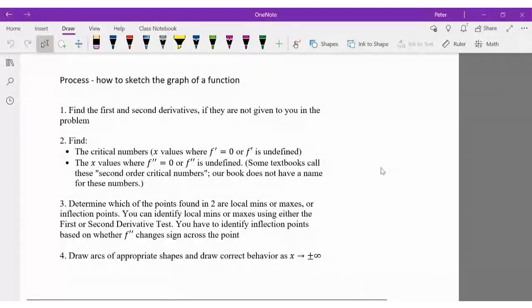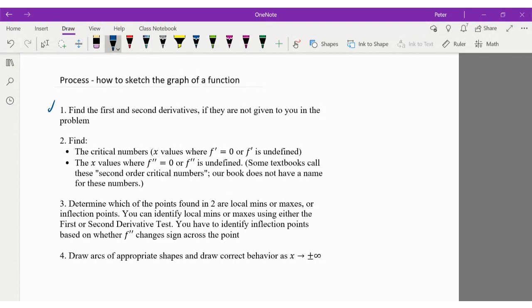So the first thing you do is you want to find the first and second derivatives. Sometimes I'll just give them to you in the problem. It's actually kind of a mess if you go and find them wrong and then use them correctly, because it's really hard to grade the problem then. So often I'll just give you the first and second derivatives unless they're really easy to find.